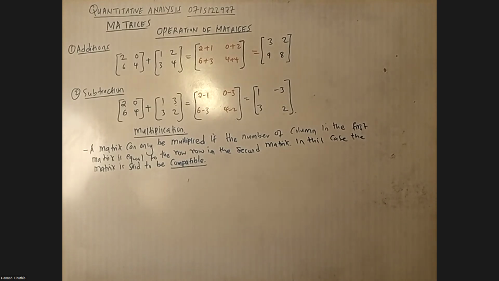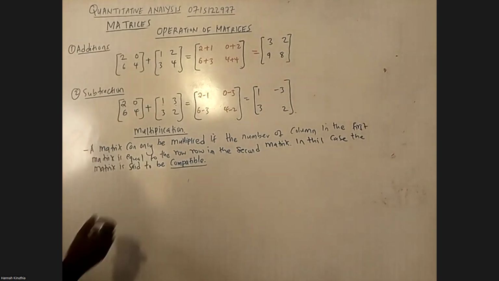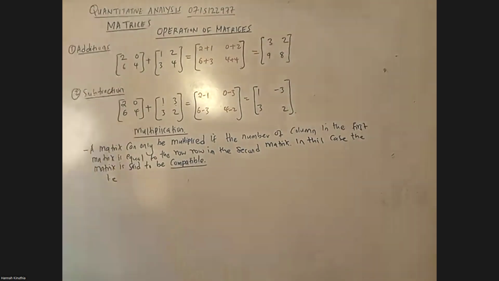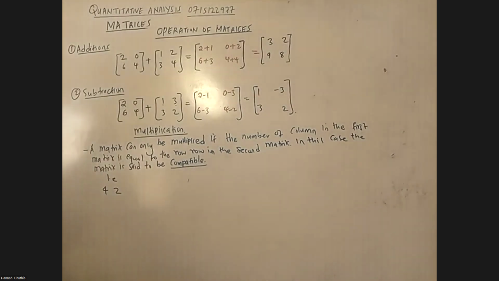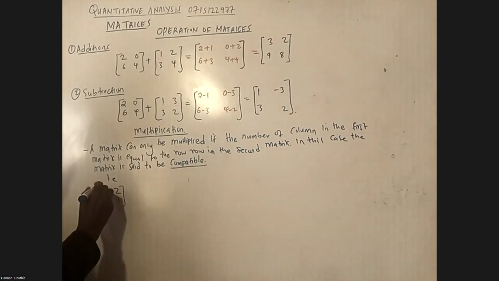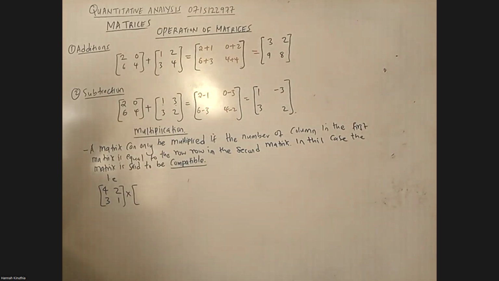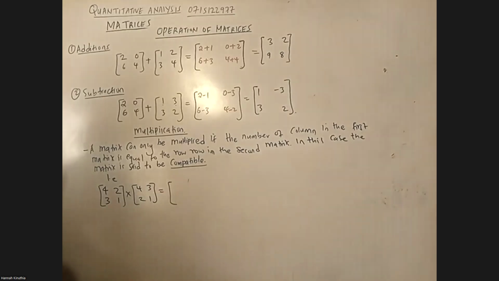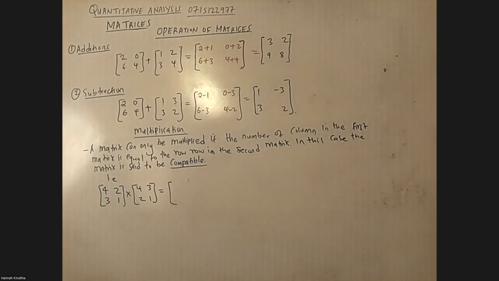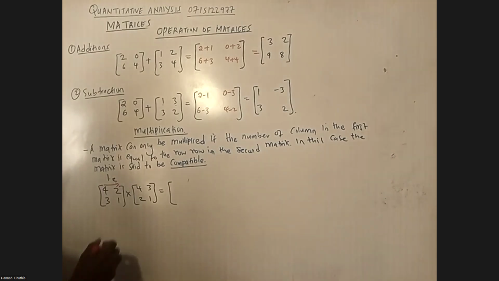Now let us see. For example, we have 4, 2, 3, 1 times 4, 3, 2, 1. Now can you multiply these two matrices? Can we multiply these two items? The answer is yes. The reason is that the number of columns here is the same as the number of rows.